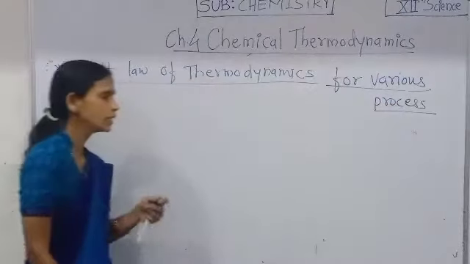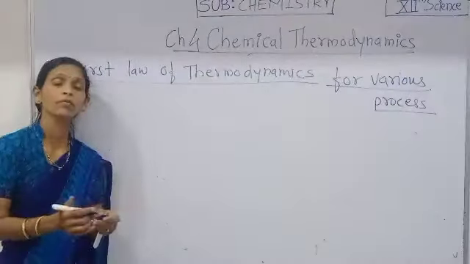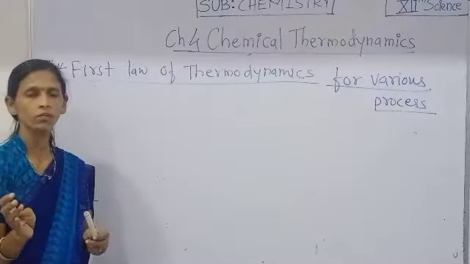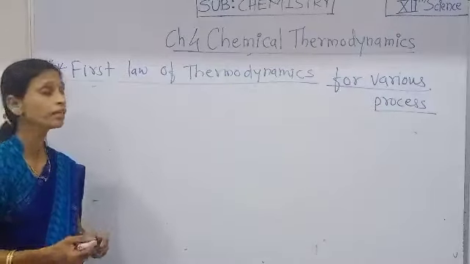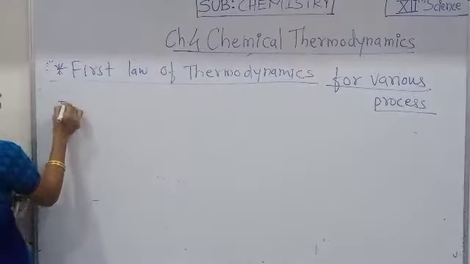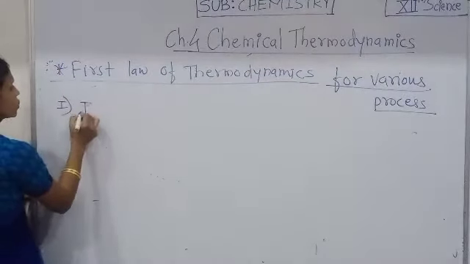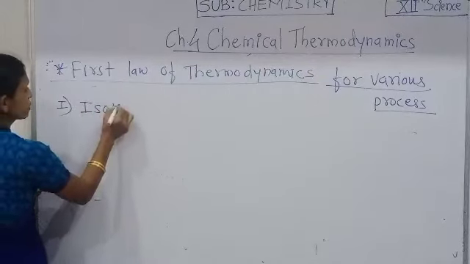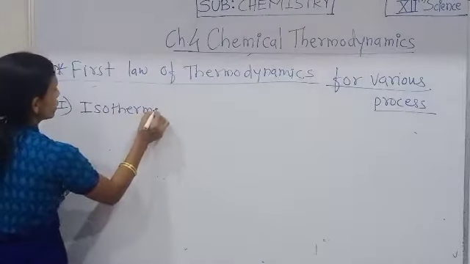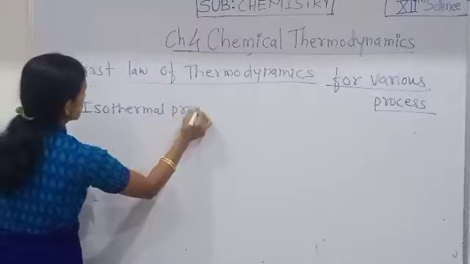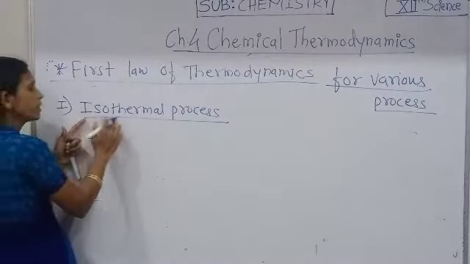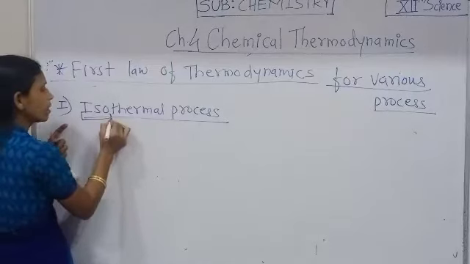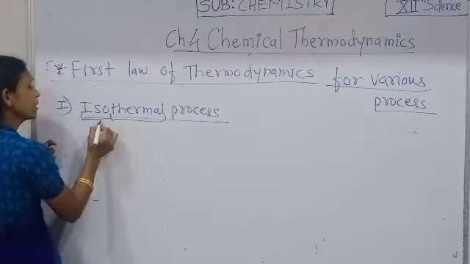Then all of you studied about that. There are different types of process, that is isothermal process, adiabatic process, isochoric process and isobaric process. First of all, see here in isothermal process, all of you studied about that isothermal. Iso means same, thermal means heat energy.